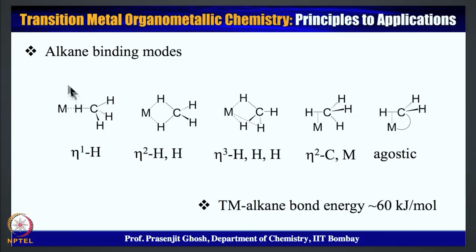Then we have looked into several binding modes of alkanes, and what is important to note here is that alkane can bind in a varied fashion, which can be eta 1 hydrogen, it can be eta 2 hydrogen hydrogen of the type shown here, it can be eta 3 hydrogens or eta 2 carbon hydrogen, and then the agostic transition metal alkyl bond energy is around 60 kilojoules per mole, and this is just the plain sigma interaction. So, this is considerably a weaker interaction.